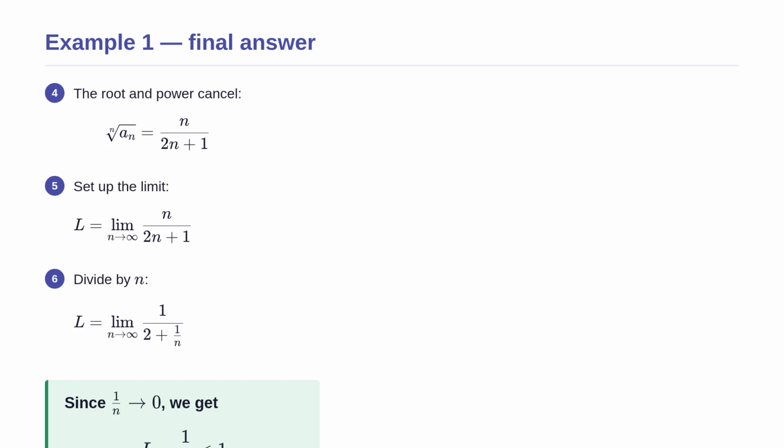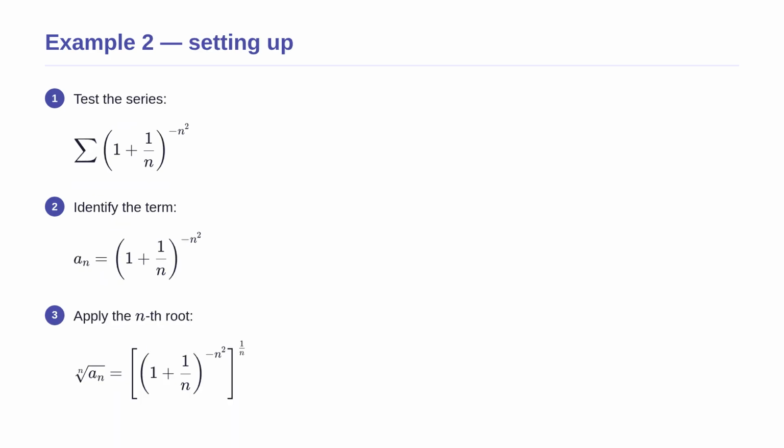Continuing with our simplified expression, we now take the limit as n approaches infinity. The nth root and the nth power have completely cancelled each other out, leaving us with a simple algebraic fraction. To evaluate this limit, we divide the top and bottom by the highest power of n, which is just n. As n gets incredibly large, the fraction 1 over n shrinks to exactly 0. This leaves us with a final limit of 1/2. Because 1/2 is strictly less than 1, our test guarantees that this infinite series converges to a finite, manageable number.